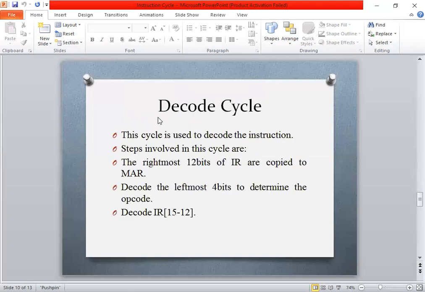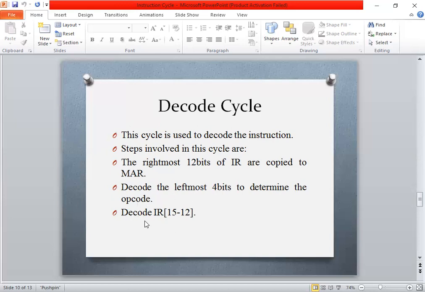The next cycle is the decode cycle, in which the instruction being fetched is decoded into machine language so that the machine will be able to understand what is to be performed in the instruction. In this decode cycle, the following steps are involved. The rightmost 12 bits of the instruction register are transferred to the memory address register. Then the leftmost 4 bits of the instruction register are decoded to find out the opcode.